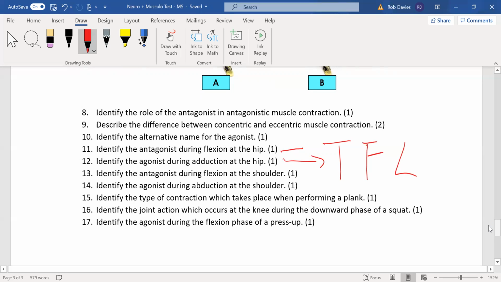So normally during flexion at the elbow, it would be your biceps, but because it's a controlled downward movement, that's eccentric. So it's the opposite of what you'd normally associate with that movement. The agonist during flexion phase of the press up are the triceps. They are working eccentrically.